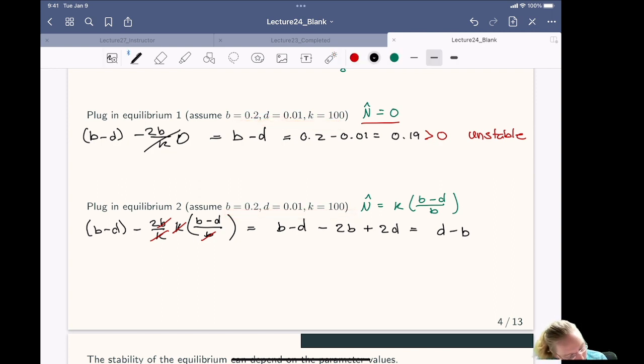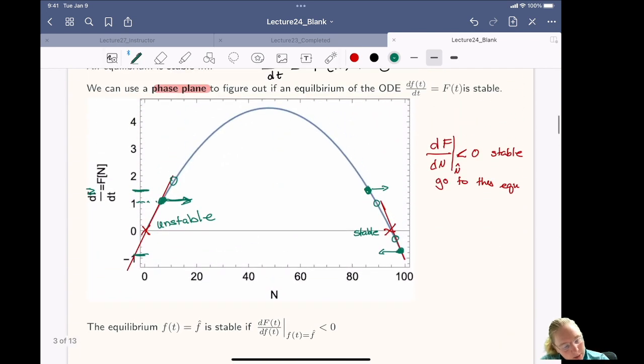All right, plugging in these parameters, which are the same as we had up here, we end up with 0.01 minus 0.2, which is equal to minus 0.19, which is less than 0, so this is stable. All right, so what does it mean to be stable? It means that this slope is negative. We end up approaching this equilibrium. So we have these two possible outcomes of our system, and we end up going toward this outcome.